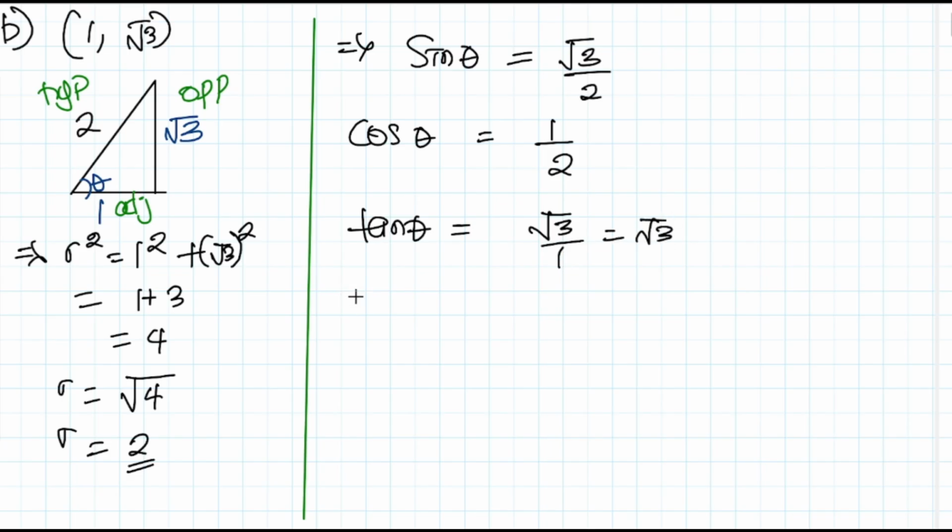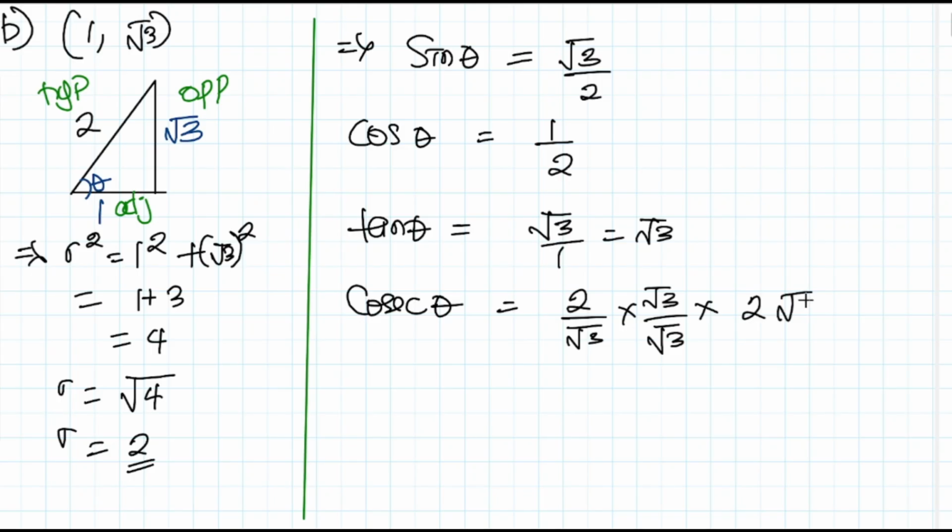And then we have cosec theta, that will be 2 over root 3. We are asked to rationalize, so we cannot leave it like this. So we rationalize the denominator by multiplying numerator and denominator by root 3, and that will be 2 root 3 all over 3.